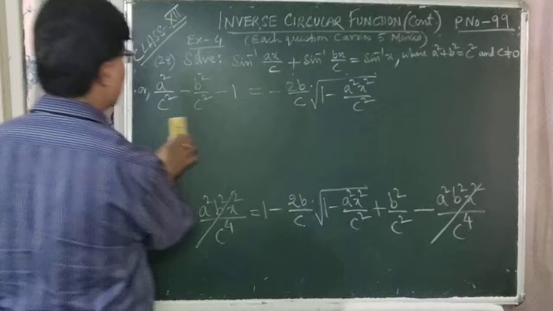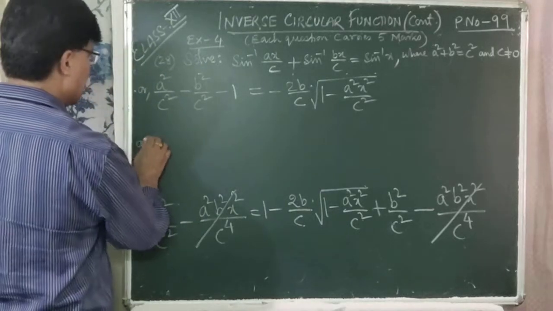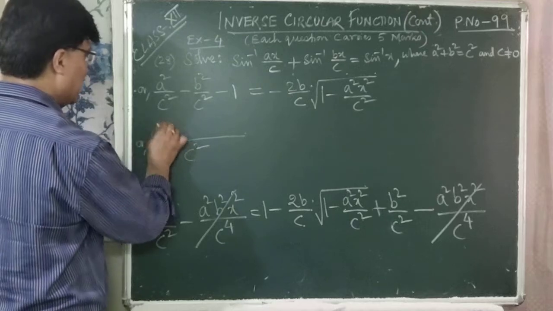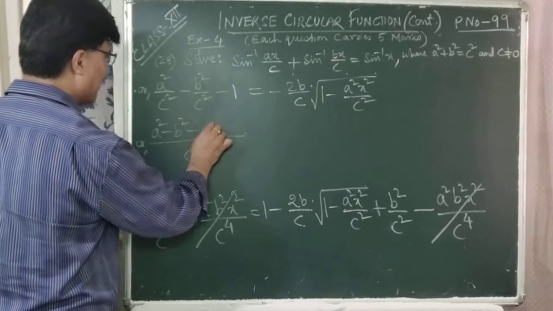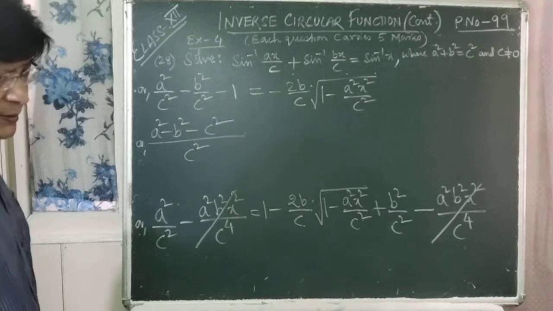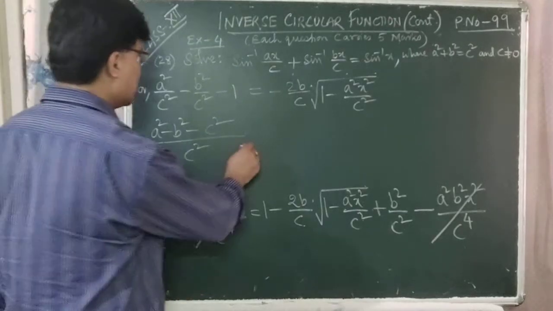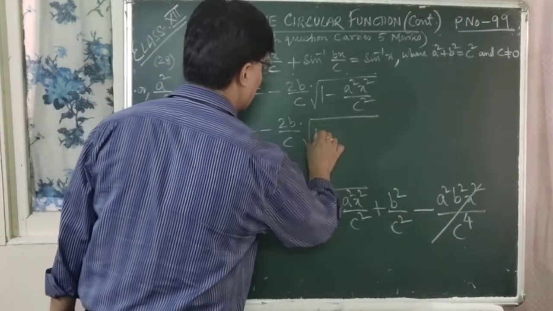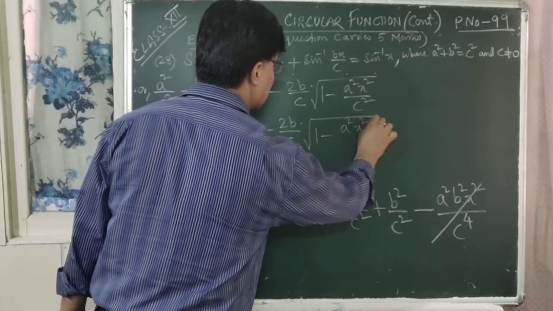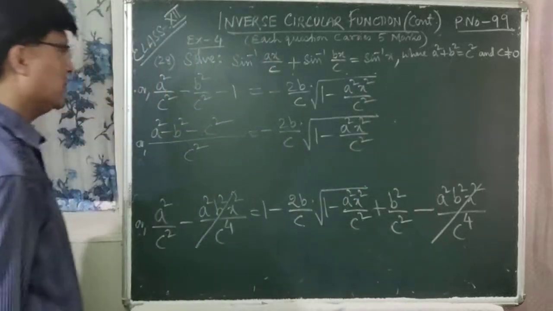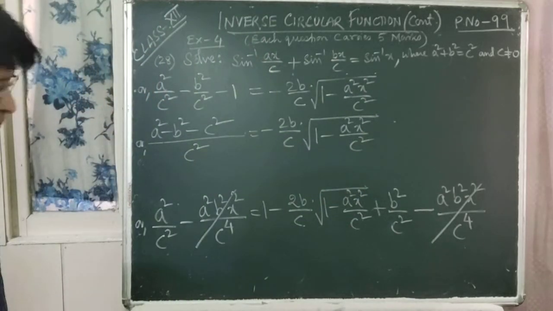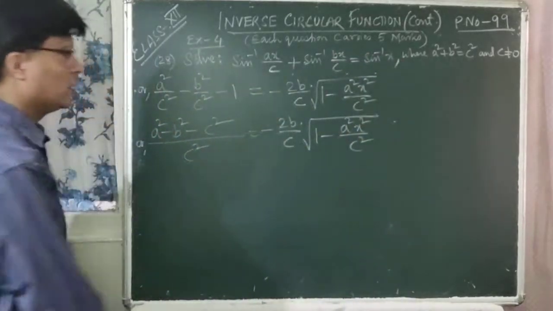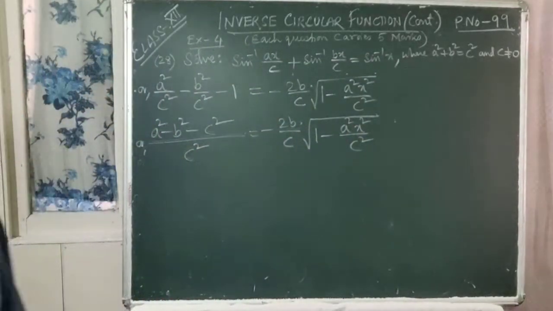So let us simplify it further. What's the LCM out here? It is c square, right? So numerator will be a square minus b square minus c square. Clear? Which is equal to minus 2b by c. Then root on the 1 minus a square x square by c square. Is that clear to all of you? So I think you have understood up to here.